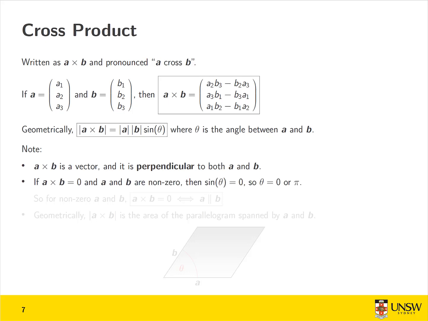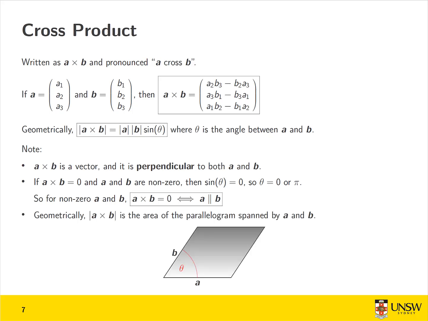Note also that if A cross B is 0 and neither of the vectors is 0, then we must have that sine of theta is 0, and so theta is 0 or pi radians. So we can conclude that for non-zero vectors, the statement A cross B equals 0 is equivalent to saying that A is parallel to B.